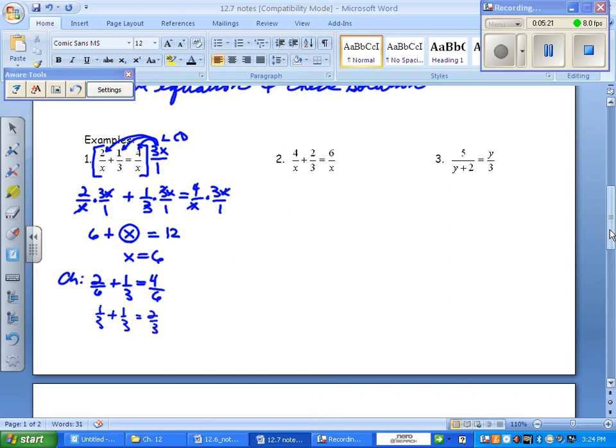So yes, 2/3 equals 2/3, and that is a check. And so I circle my answer.